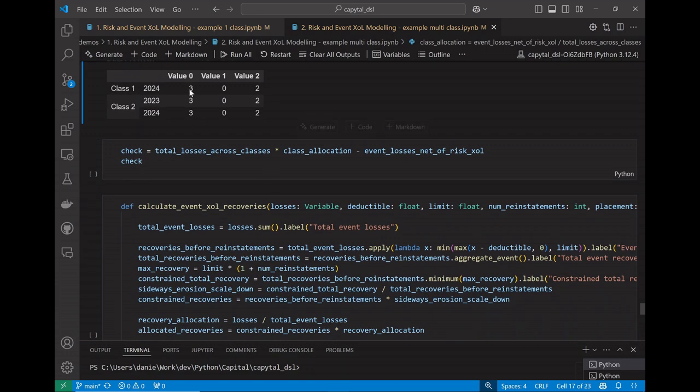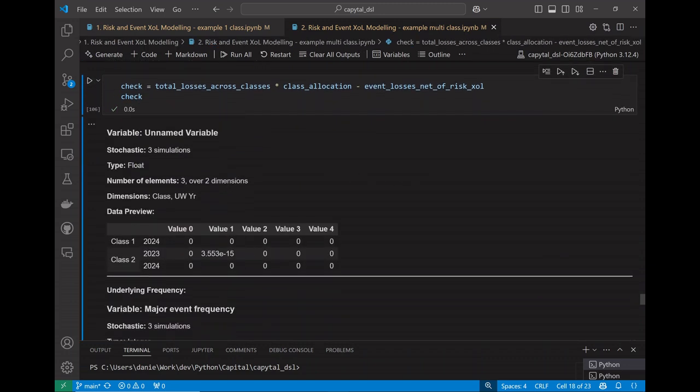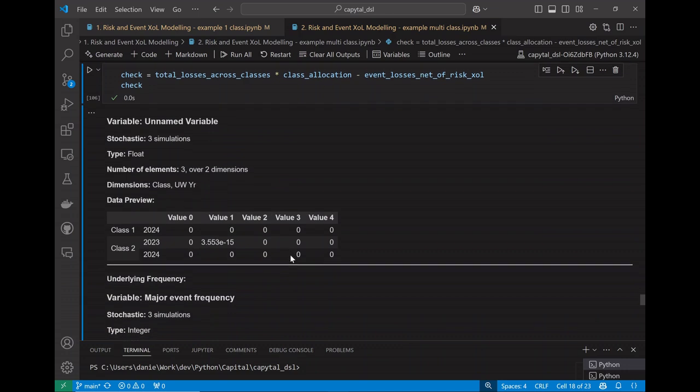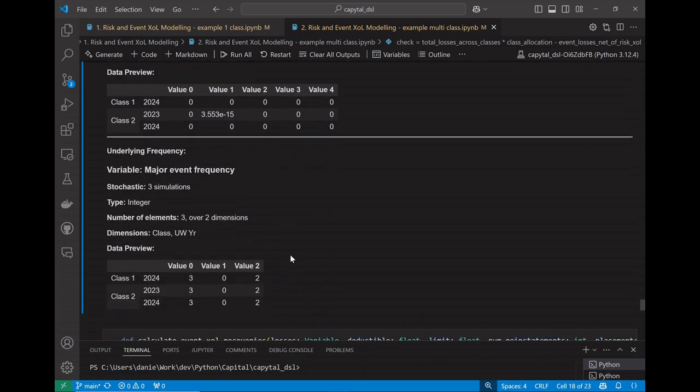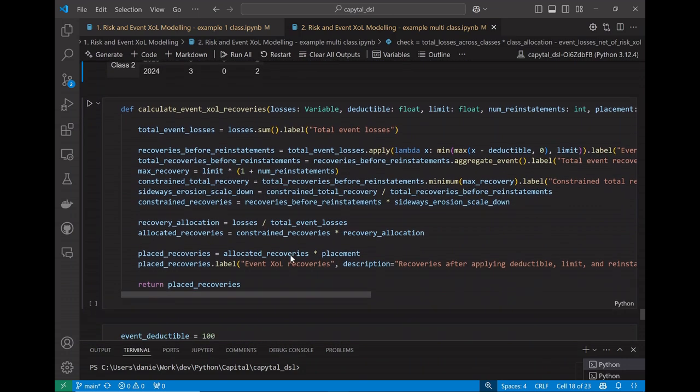And just to check that that is being calculated properly, we can do a little control check here. So if we take the total losses and apply this allocation to them, it should give us back the individual class year losses. And so this check should be very close to 0. And it is. So it looks like a sensible way of calculating the allocation proportions.